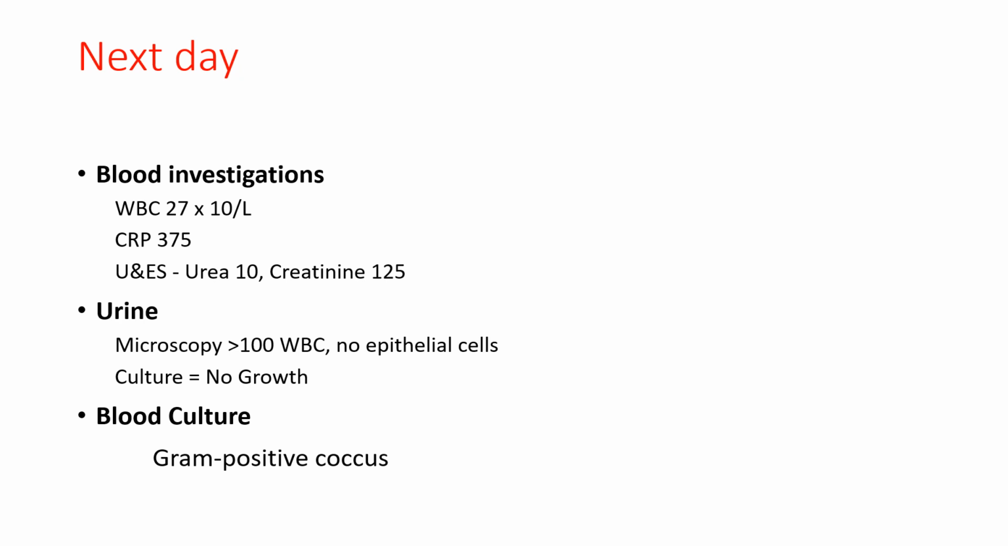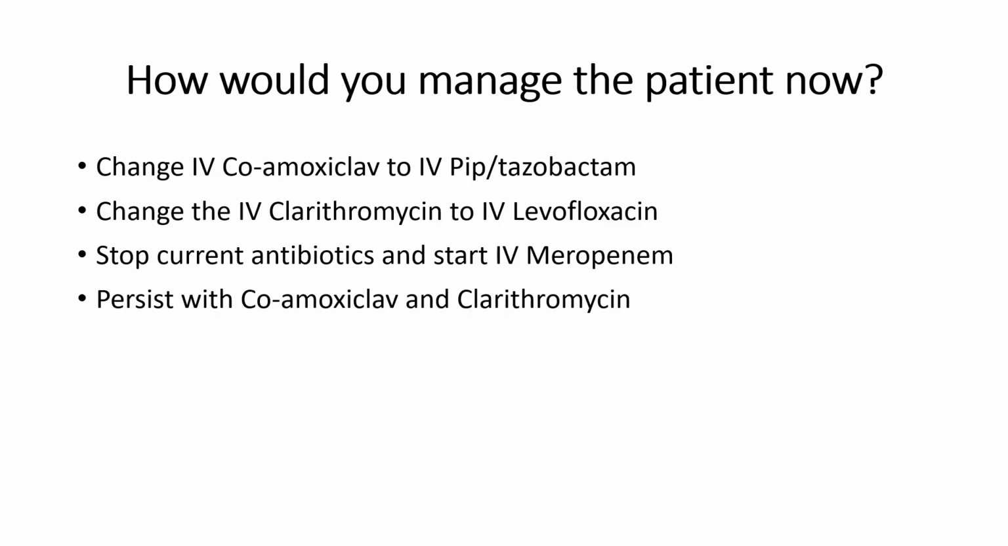The blood investigation reveals the next day that WBC still rises, CRP rises, and the condition further deteriorates. Culture of urine doesn't yield any growth. Blood cultures yielded gram-positive cocci. How will you manage this patient? Will you change co-amoxiclav to piperacillin, change clarithromycin to levofloxacin, stop the antibiotics and start meropenem, or persist with the same treatment? Have a few seconds to think.